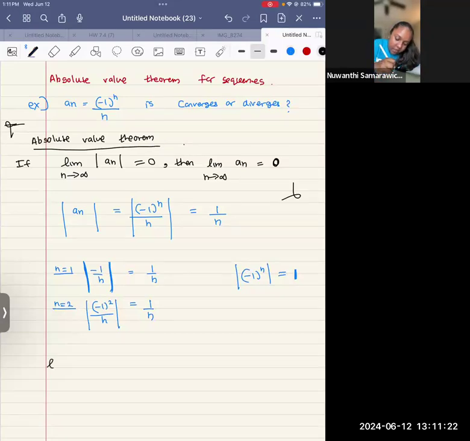What is the absolute value theorem? We are taking the limit as n approaches infinity of the absolute value of a sub n. So what is this equal to?